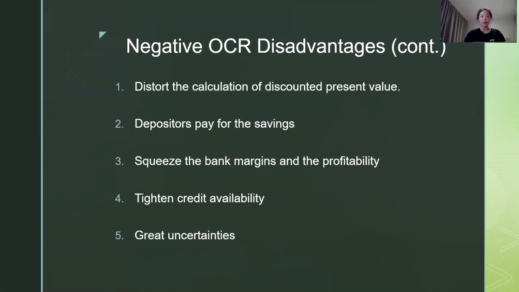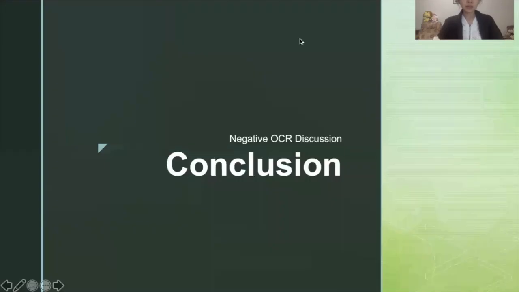The credit availability might be tightened because banks may not have enough reserves or liquidity assets to offer loans to customers. Thus, the contradictory economic situation may occur. In conclusion, the costs of negative OCR outweigh the benefits of it, and the negative interest rate still has great uncertainties. Finally, we got the conclusion.